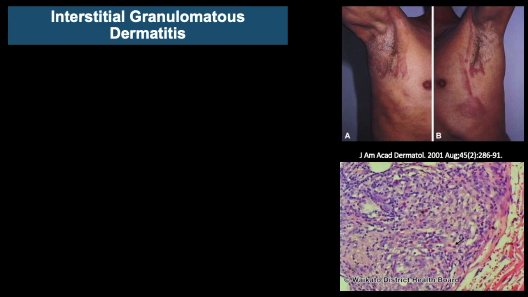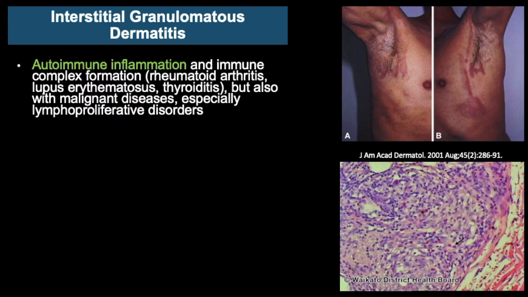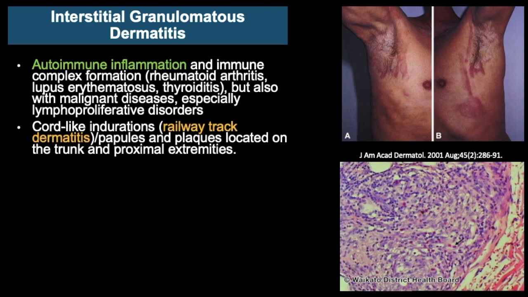Interstitial granulomatous dermatitis. This happens in association with autoimmune inflammation, and we see this in rheumatoid arthritis, lupus, thyroiditis, but also with other malignant diseases. Clinically, some of them give this very unique clinical feature, cord-like induration. They call it railway track dermatitis. Sometimes we also see papules and plaques located on the trunk and proximal extremities.